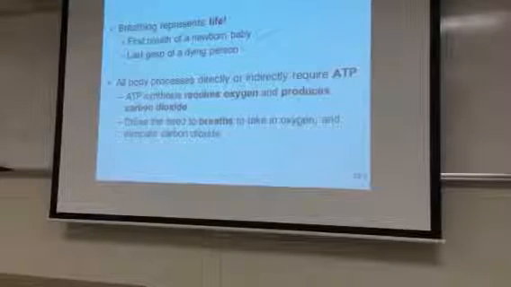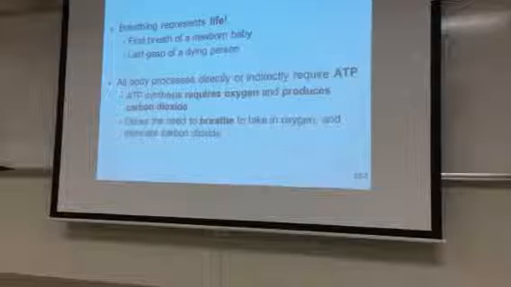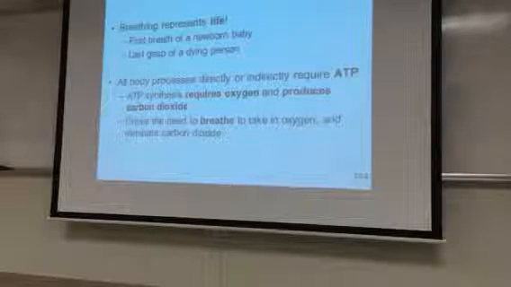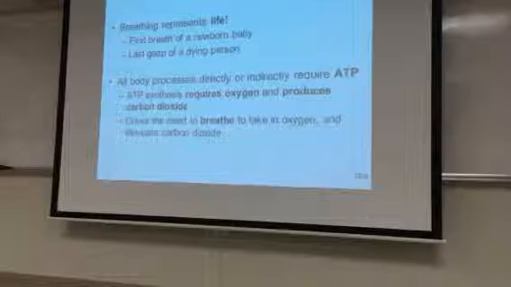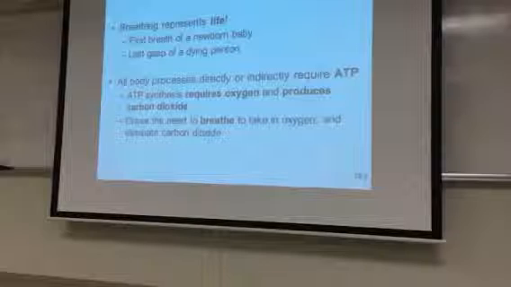Adenosine triphosphate, and that's a form of energy. Now, ATP synthesis, which means the making of ATP, requires oxygen and produces carbon dioxide. How quickly is ATP made and used? How long does it take? Immediately. Usually within 60 seconds it is made and used. This drives the need to breathe, to take in oxygen and eliminate carbon dioxide.